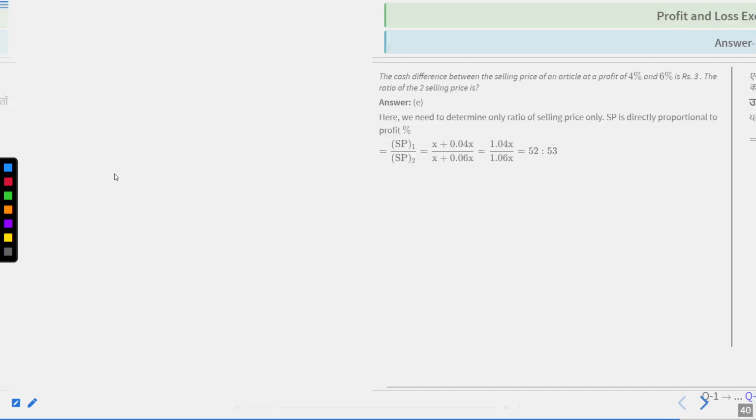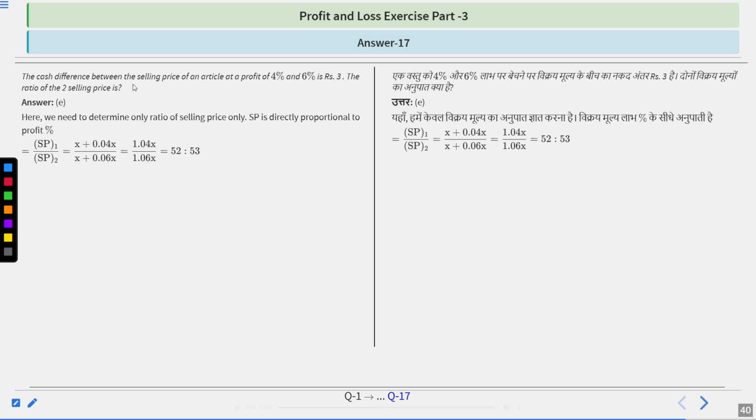Time's up. Let's see the solution. Now, according to the question, here we need the ratio of the selling prices of the article. So we can say that SP1 upon SP2 equals X plus 0.04X upon X plus 0.06X, because the profit is 4% and 6%. When we convert to fractions, it will become 1.04 and 1.06. So when we calculate it, we get 52:53. So E is the correct answer.